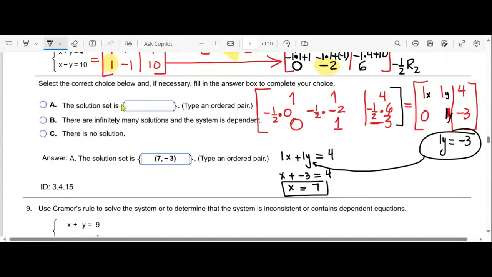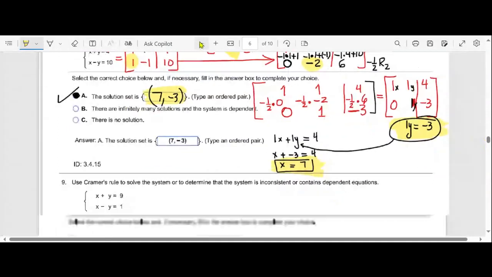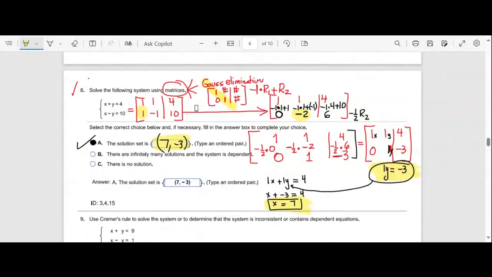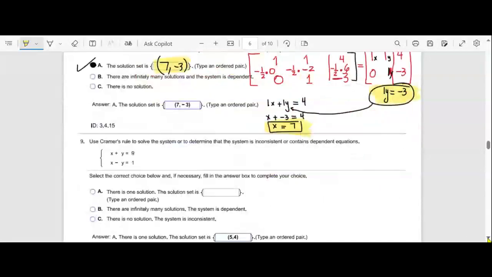So your final answer, the solution set, is 7, -3 between parentheses. Is this clear? Any questions? All right. Remember how to do this using Gauss elimination. Now let's go for number 9.